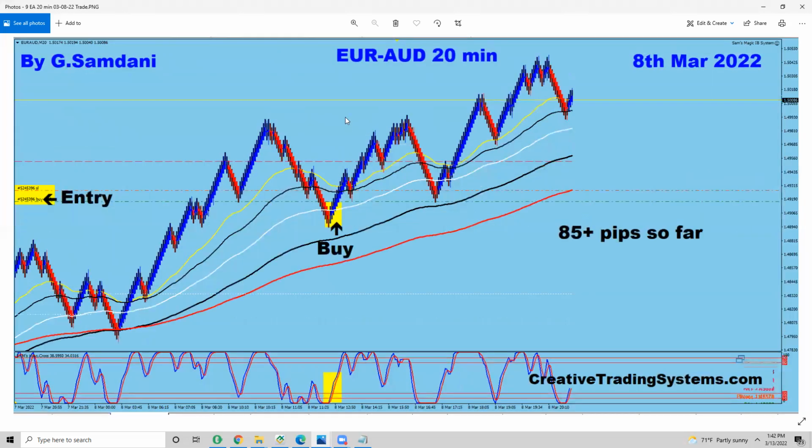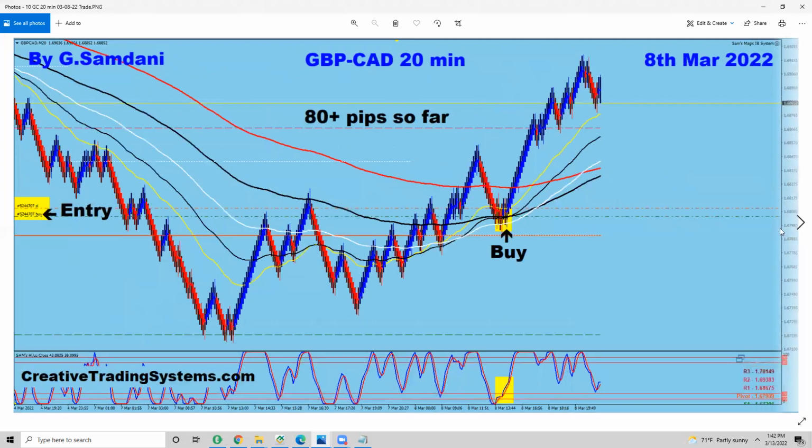This one, same story, Euro Aussie again on the 8th for 85 pip more. This was one I had traded before, and now this one. And then even after that, you had a beautiful entry here. Now Pound CAD from here, 80 pip on the 8th. A lot of trades on it.